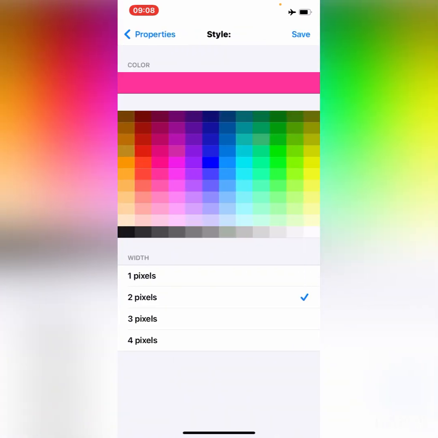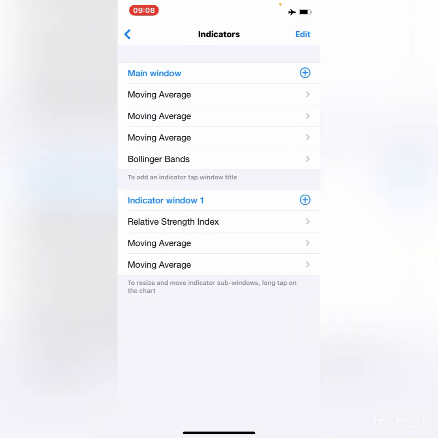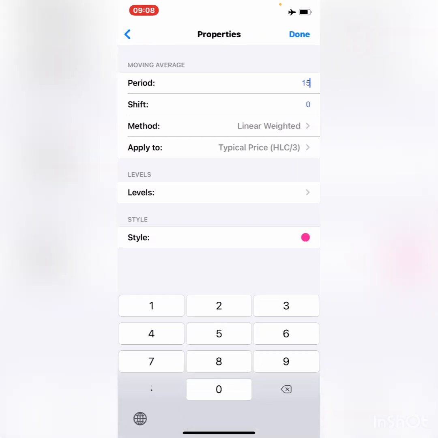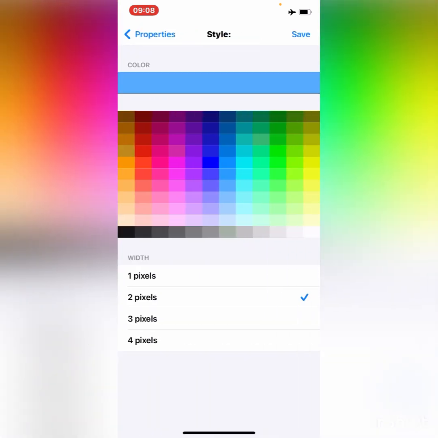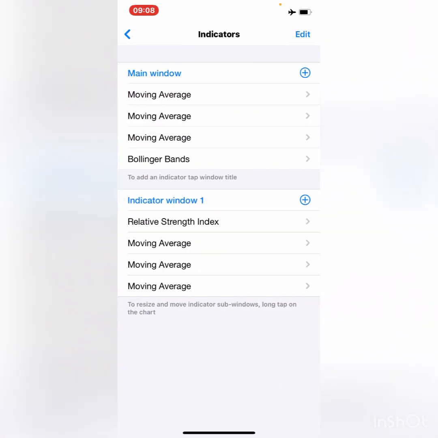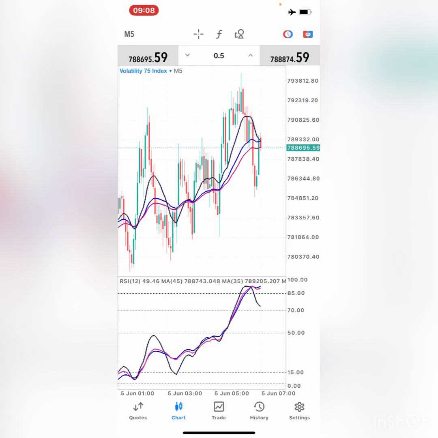I'm just going to change the color. Done. Then we had the 15, right? Color. Done. And then we had the Bollinger Bands, same properties, and done. So now we have the complete strategy. We have the main window and we have the indicator window.